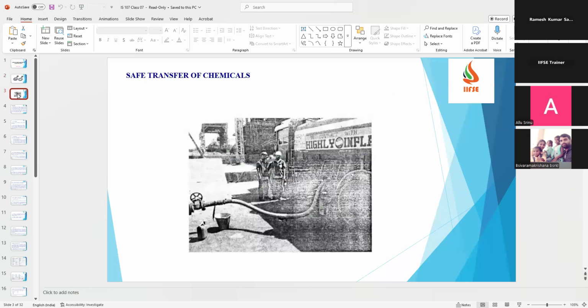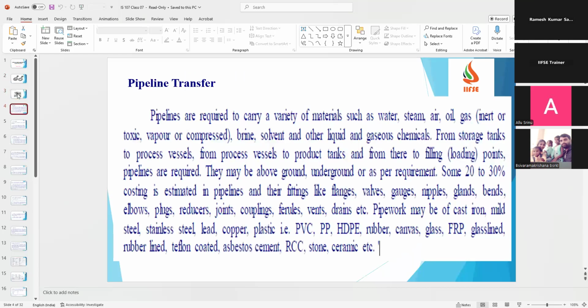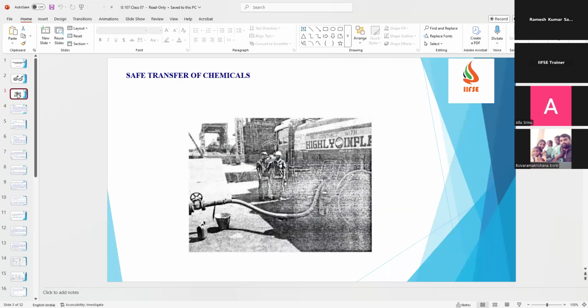Okay. Then we talk about safe transfer of chemicals. We have seen processes, we have seen different types of chemicals, corrosives, flammables, explosives, toxic, and also we have discussed about chlorine and ammonia, LPG cylinders handling, etc. Now we'll talk about the transportation of chemicals. So when we say transportation of chemicals, what are the different ways of transportation or means of transportation of chemical?